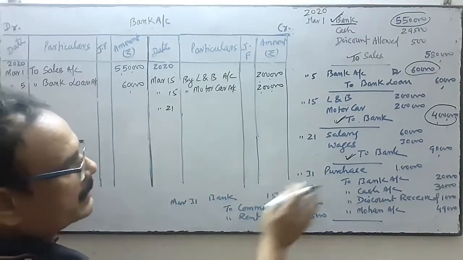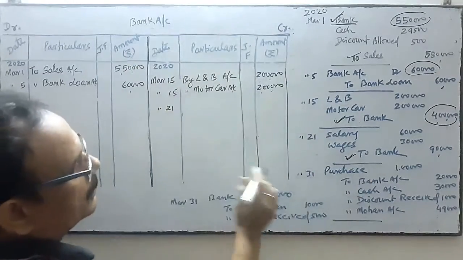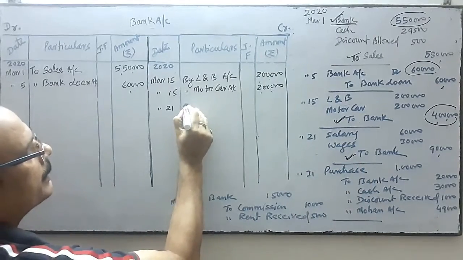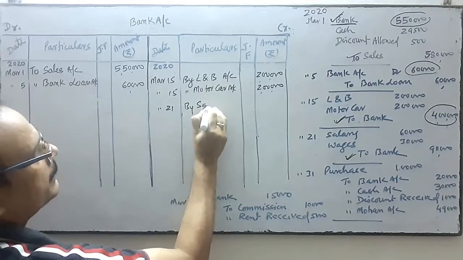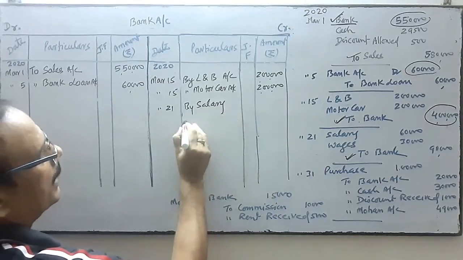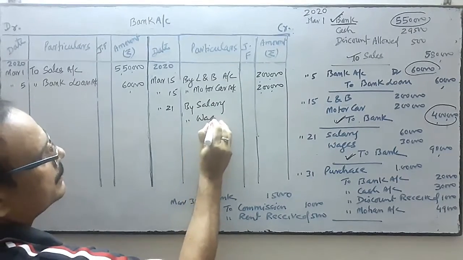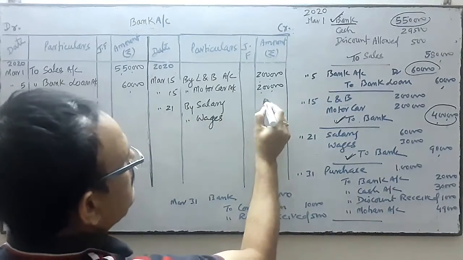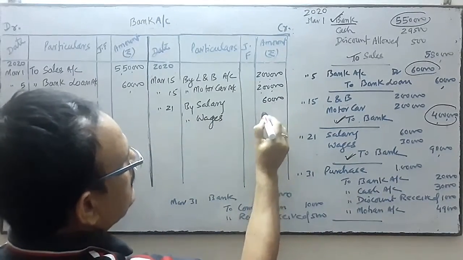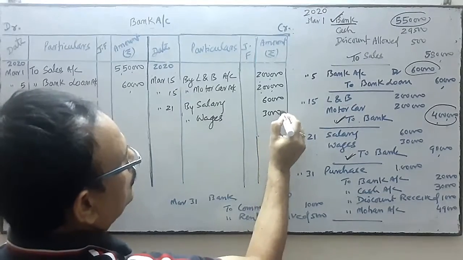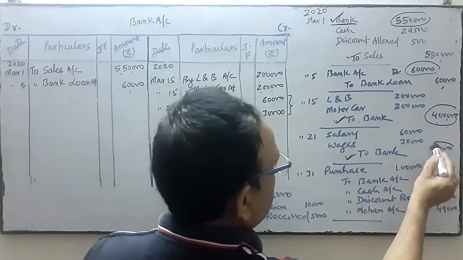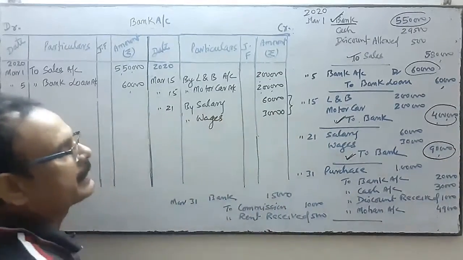March 21st, in the credit side, the opposite of credit is debit. In debit, by salary, by wages. Start with "by". So salary is 60 and wages is 30. Total is how much? 90. Bank is 90. So 90 I have written.